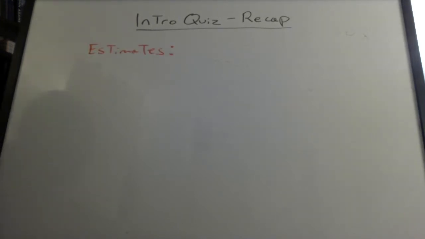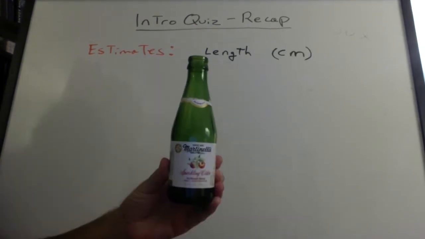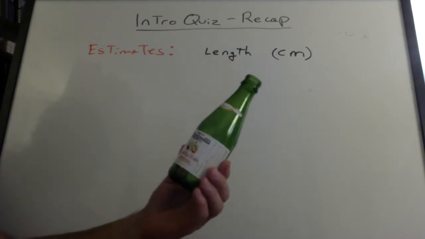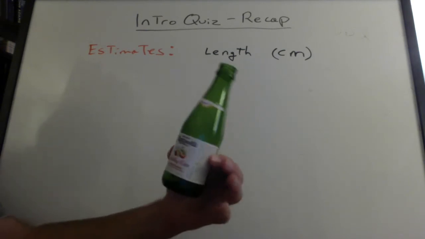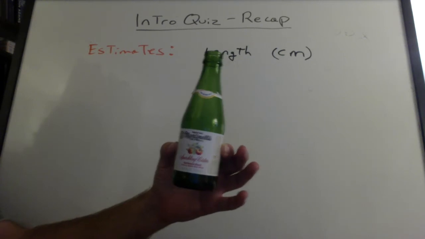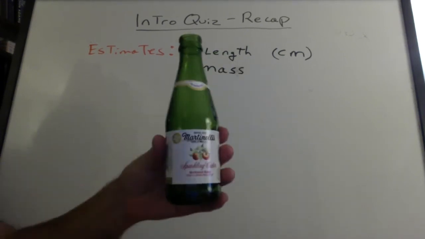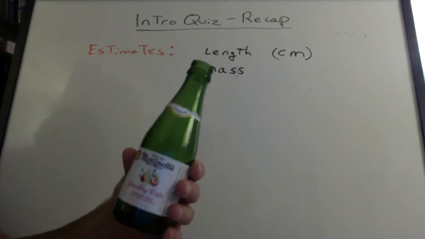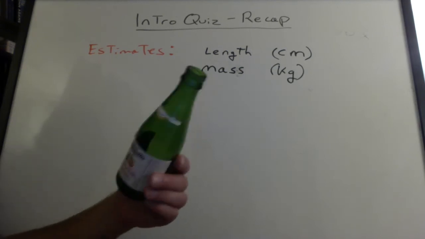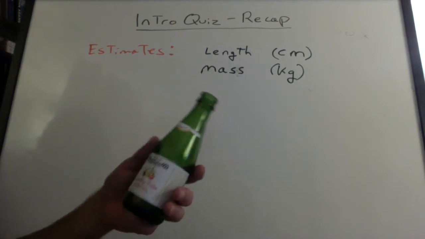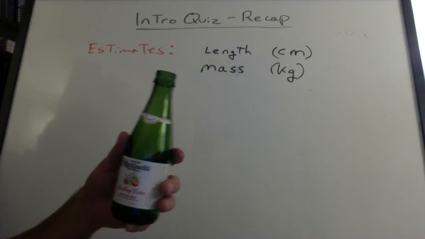First, you were asked to make some estimates. You had to know the length of an object in the metric system. How wide is this bottle? You'd probably use centimeters, maybe about 5 or 6 centimeters would do it. How about the mass of the bottle? Well, that's going to be maybe in kilograms. It's a glass bottle, probably 100, 200 grams.